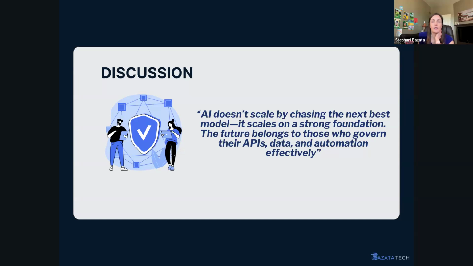All right. What is the difference between agentic AI and AI workflows? Great question.